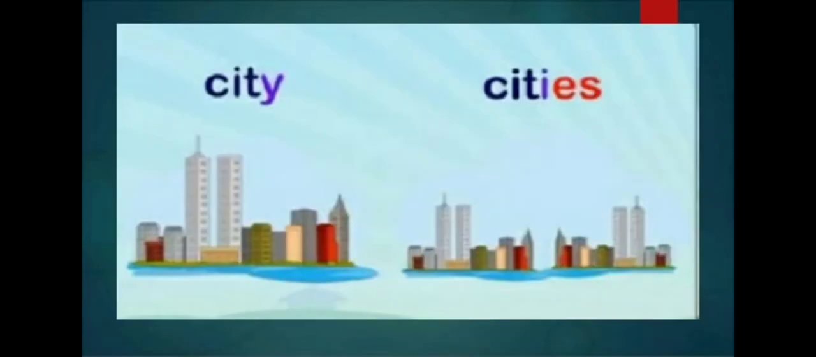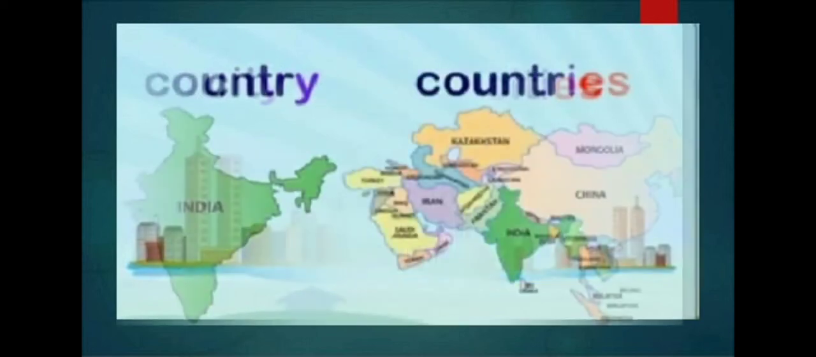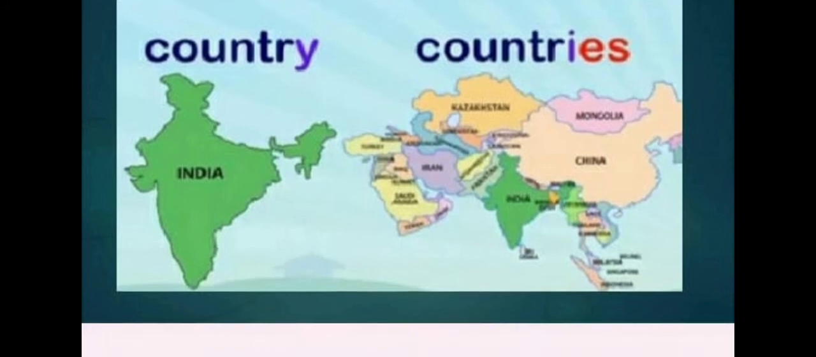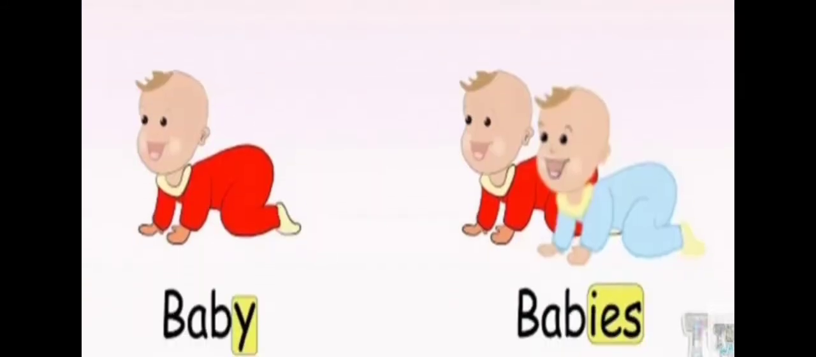Now we have the y-ending word city. So we will remove the y and add ies to it to change it into the plural form, and it becomes cities. Similarly, the singular form of country changes to countries in the plural form, and the singular form of baby changes to babies in the plural form.